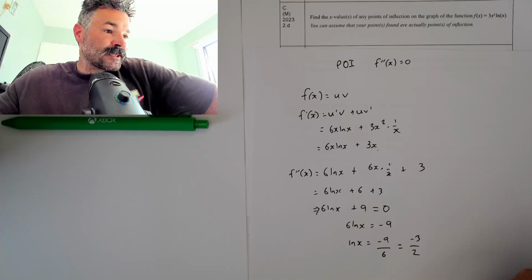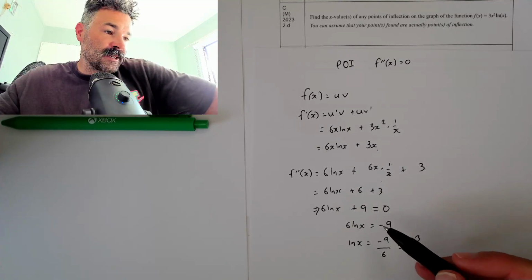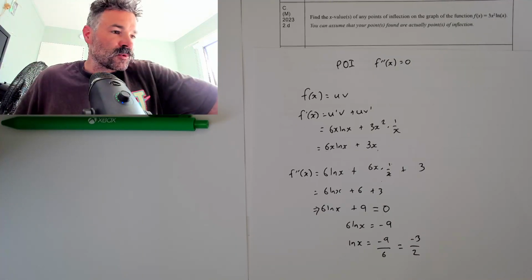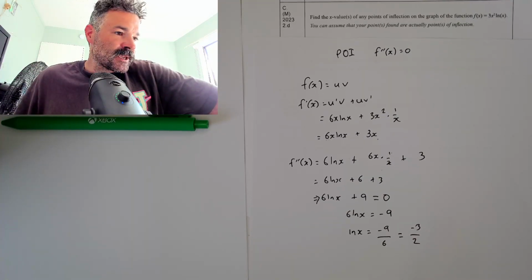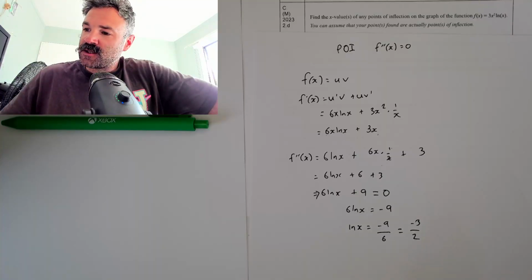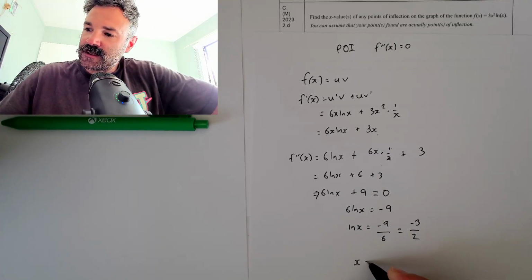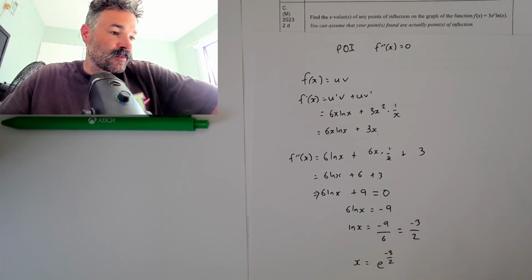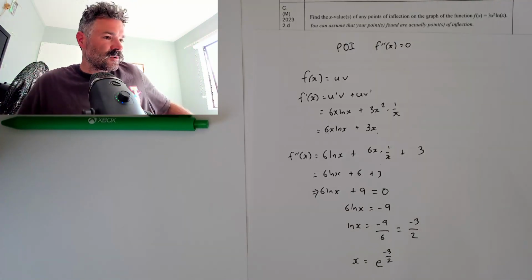And our last step, to get rid of an ln and solve for just x, we need to use the inverse of ln, which is e. So we're taking e of both sides. We end up with x is equal to e to the power of negative 3 over 2. Seems weird, but that's actually our answer. You can put it in your calculator and get a decimal if you would like.